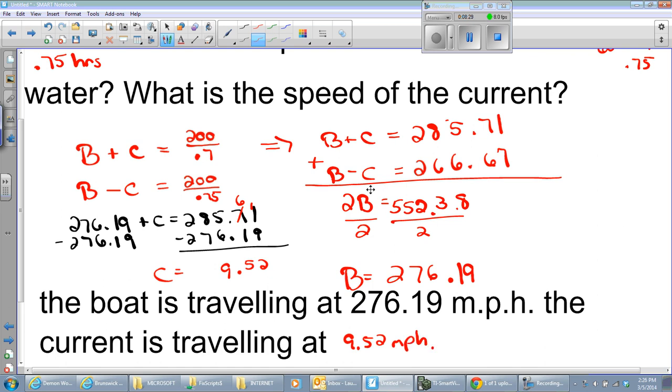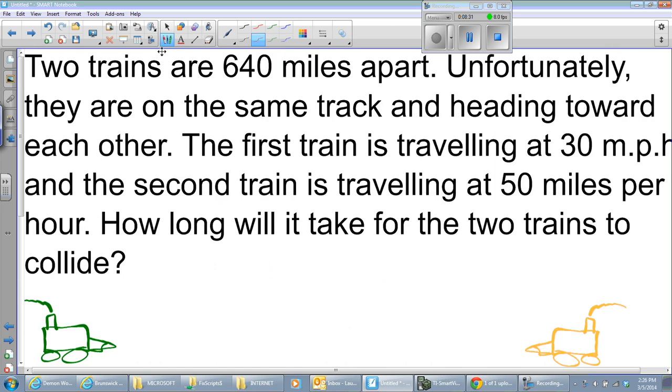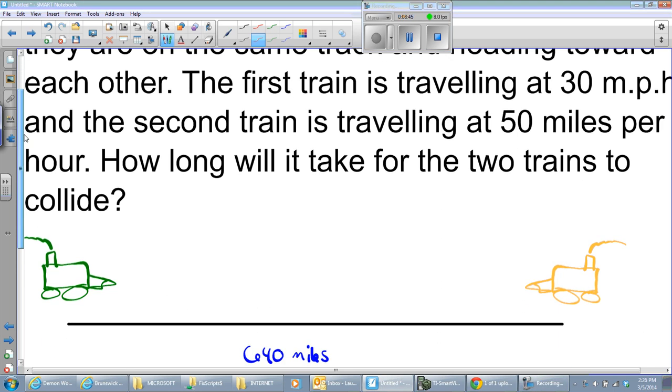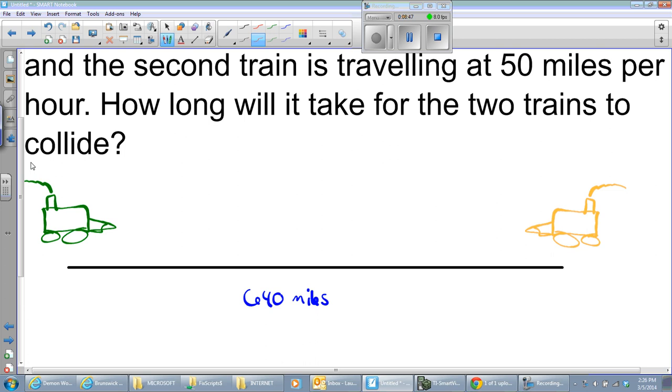All right, we're going to do one last example. And this time we have two trains which are 640 miles apart. Unfortunately, they are on the same track and heading toward each other. First train is traveling at 30 miles per hour, and the second train is traveling at 50 miles per hour. How long will it take for the two trains to collide? Now, I'm going to do this a 6th grade kind of way, and I'm going to do this an algebraic way. Now, I think you'll see the algebraic way works better.